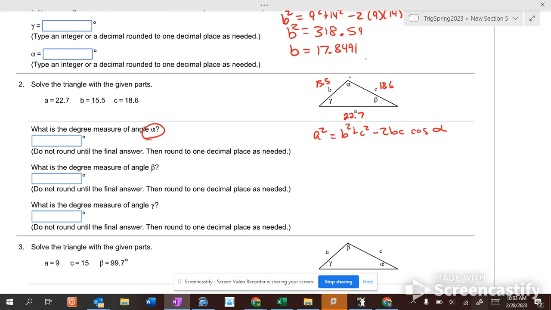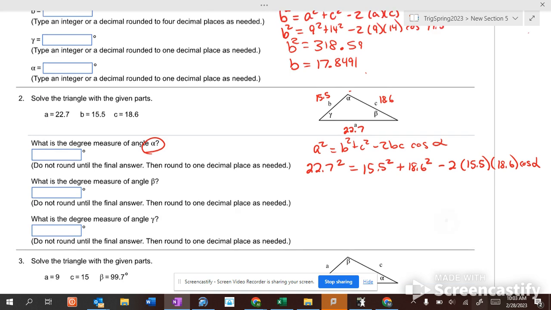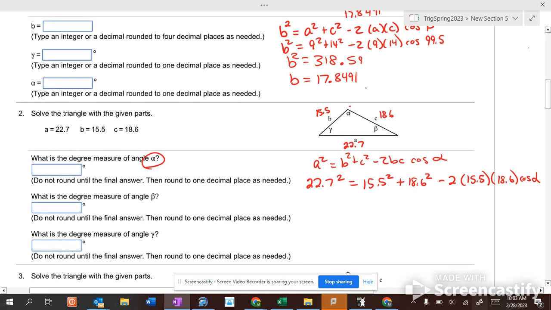All right, so when we fill in the numbers, 22.7 squared equals 15.5 squared plus 18.6 squared minus 2 times 15.5 times 18.6 cosine of alpha. So basically what I have to do is I have to get this alpha by itself on one side. So like I say, there's a lot of math to do.